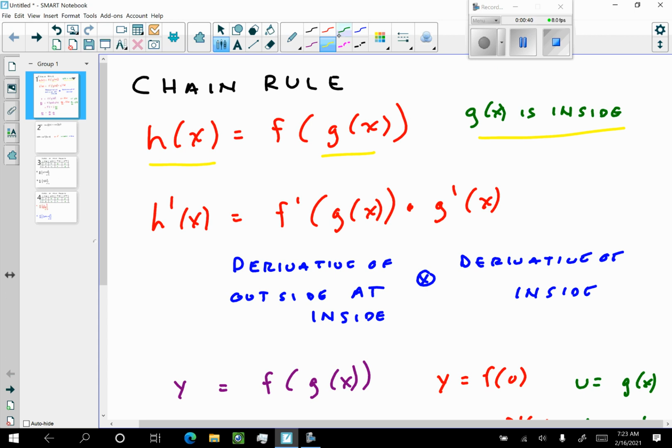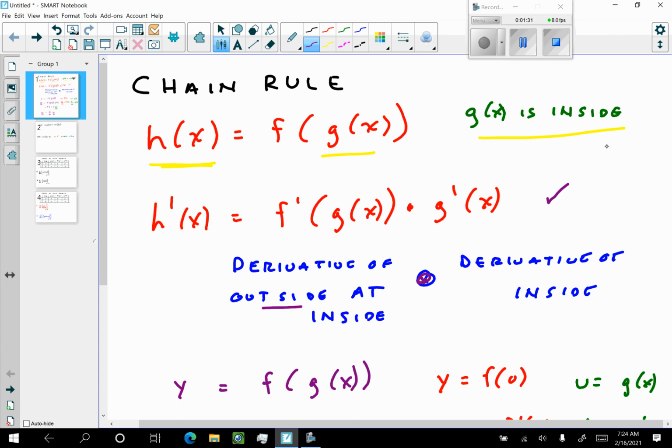The derivative of this composite function, the derivative of h of x, which is h prime of x, is equal to f prime of g of x times the derivative of g of x. So f prime of g of x times g prime of x. The derivative of the outside at the inside. So we leave the inside alone. We take the derivative of the outside and we leave the inside alone. And then we multiply it by the derivative of the inside. So this is your basic formula for the derivative of a composite function f of g, where you have the derivative of the outside at the inside times the derivative of the inside.